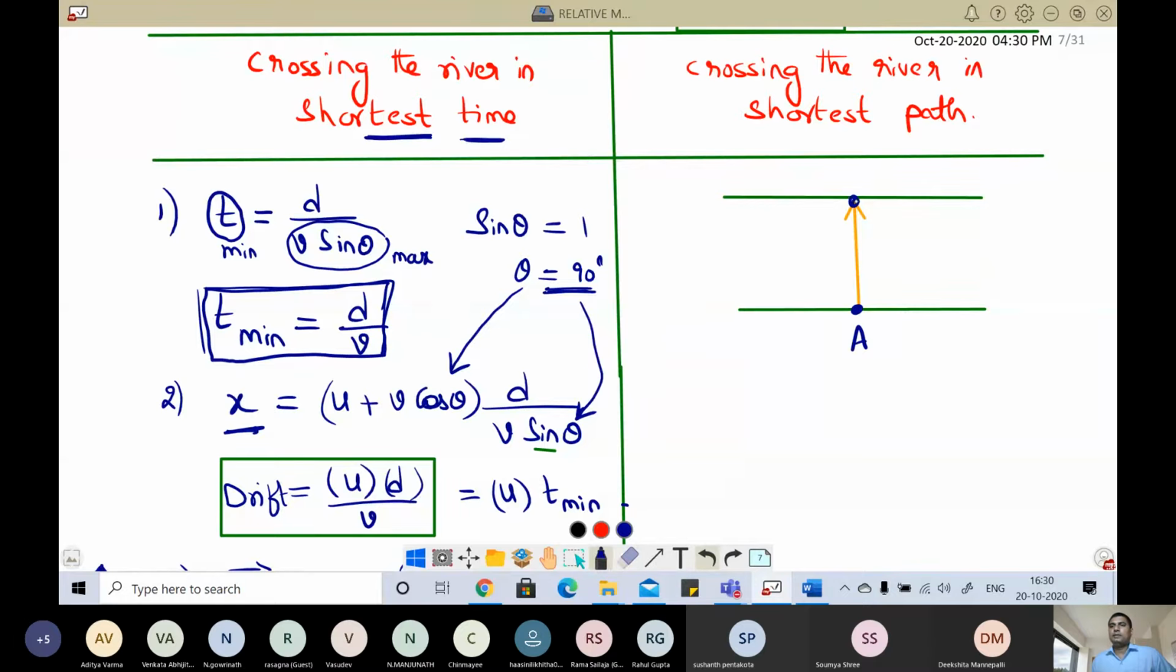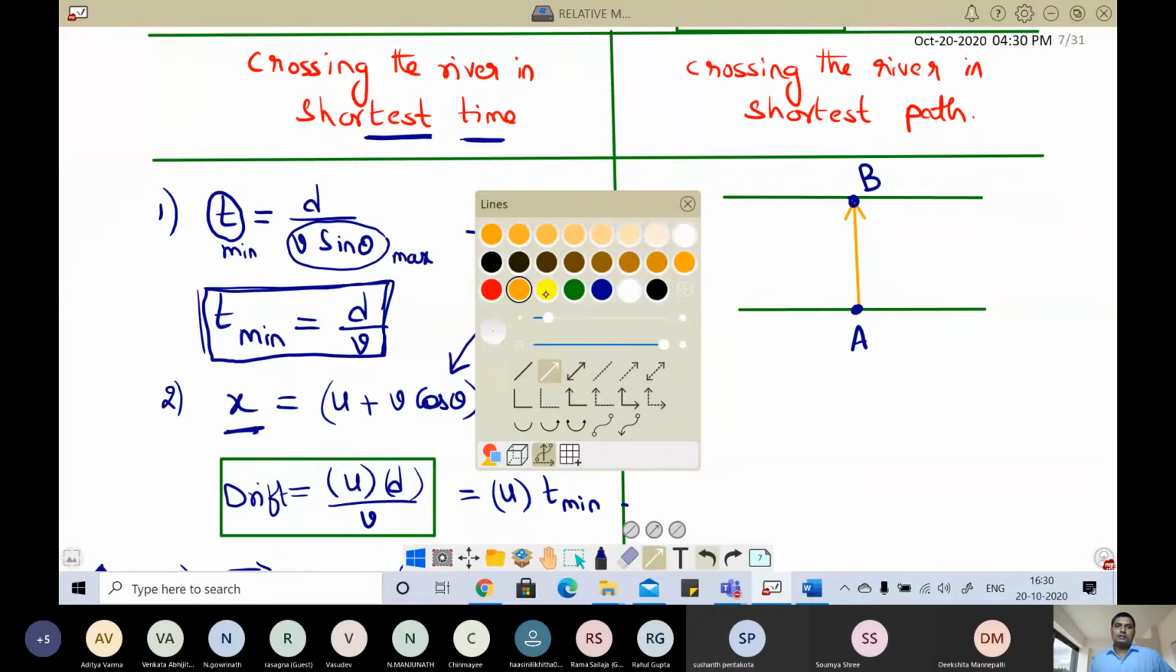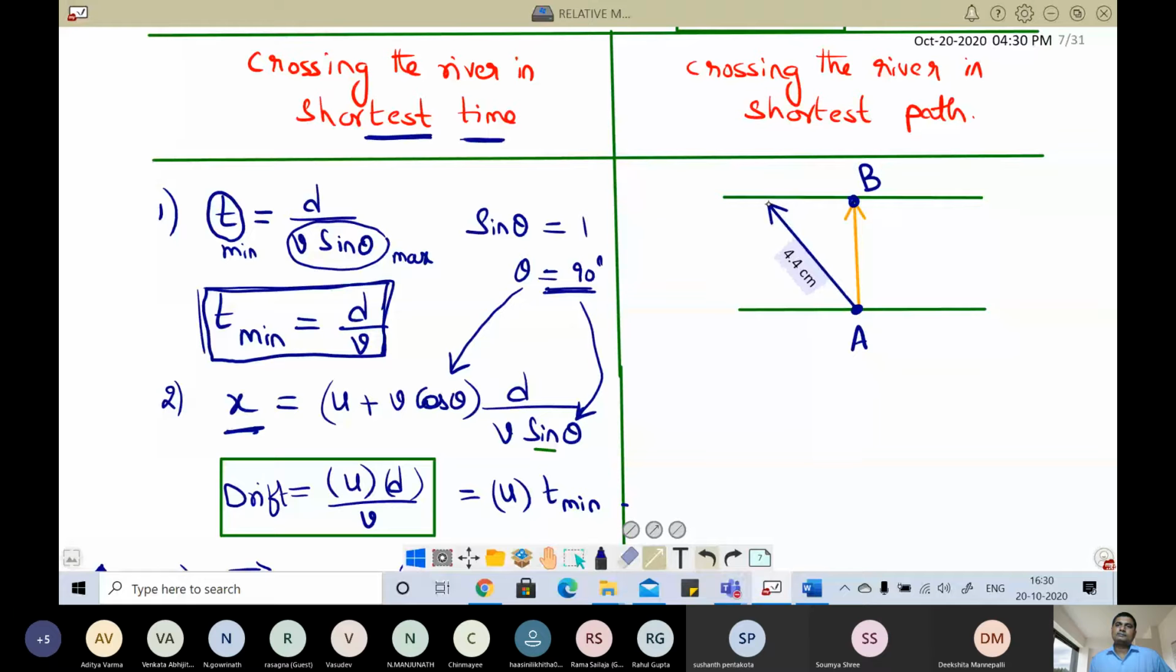A and B. But when the river is flowing, you cannot put your effort in this direction. You have to put your effort in the left side direction, as we discussed yesterday. So let us say that effort is this side. This is called the river velocity. This is called man's effort.